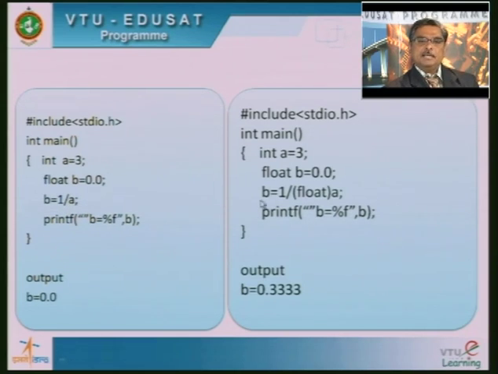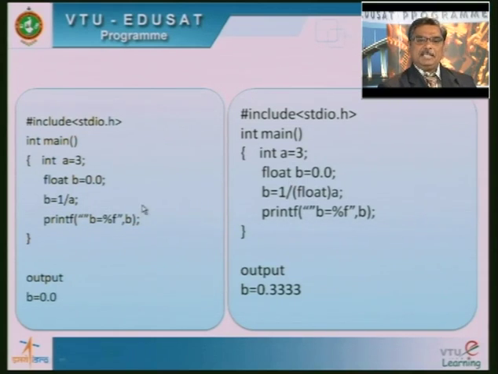This can be done like this: b = 1 / (float)a, where a is an integer and you want the float of its value. Now the value of a instead of 3 becomes 3.0, and 1 divided by 3.0 is a mixed mode operation. One is an integer, the other is a float, so the result will be a float value, 0.333, which will be assigned to b. When you print b now, you will get the output as 0.333. So this is the support for changing the data type from one domain to another.